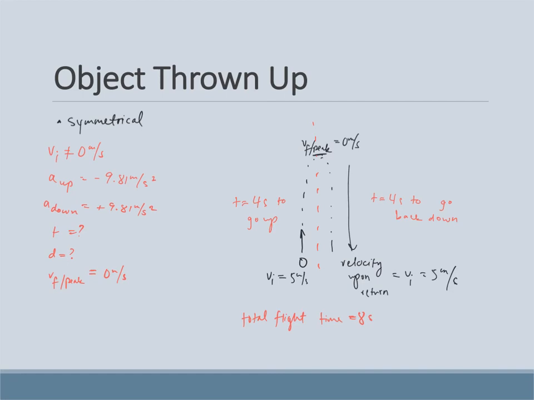Now, if you're going from the peak back to where you started, you kind of have to flip it around, where your initial velocity is 0 because you're starting at the peak, and then your final velocity going back down will be exactly what you started out with. All right.